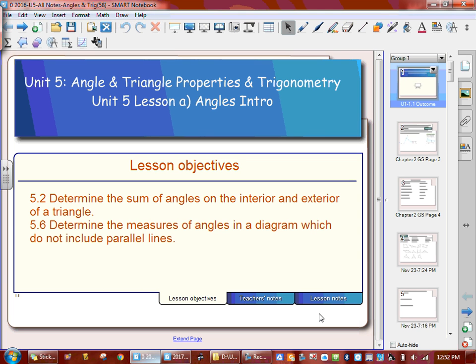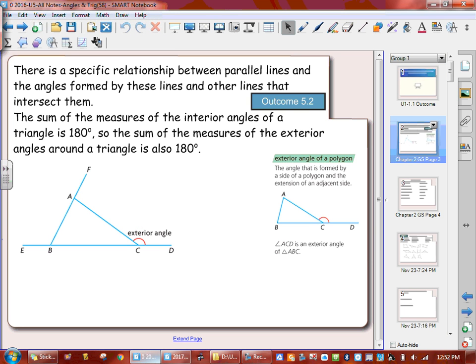Okay, welcome to Unit 5, Lesson A. We are talking about angles and how angles operate, okay? So, we're first of all going to talk about parallel lines and things that happen with parallel lines. So, there's a specific relationship between them and the angles that form when they intersect with them.